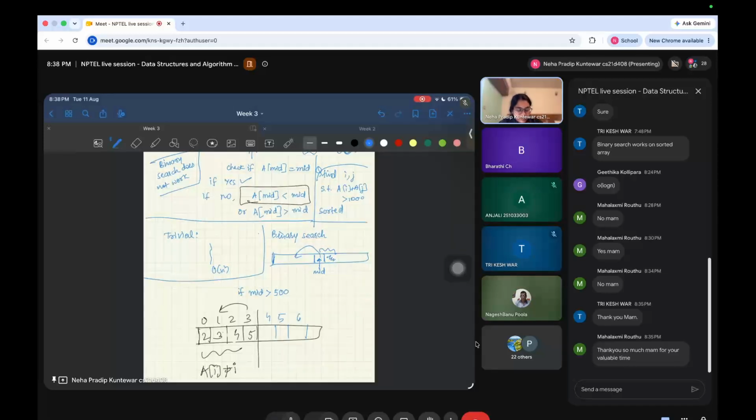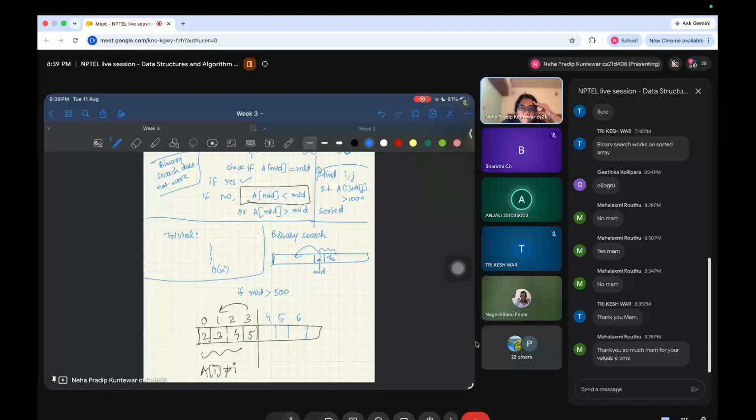Ma'am, what is the time complexity for this? If the array is unsorted, then the time complexity will change, right, ma'am? Your array is unsorted, they are all distinct, and you want to find an element where A of i is equal to i. I'm confirming your question. Then you need order n, or omega n, theta n. That's it.